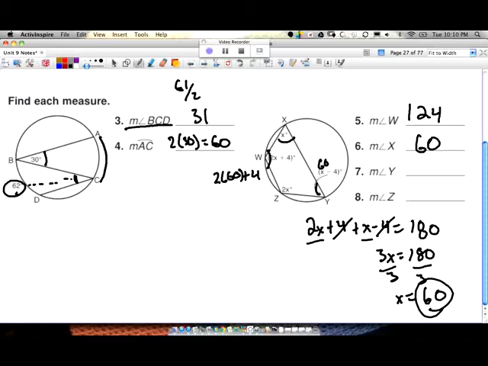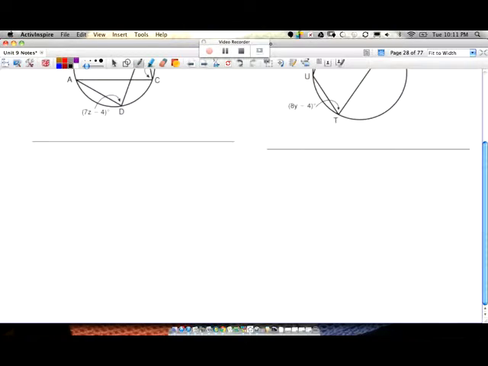Angle Y then is going to be x minus 4. That's 60 minus 4, or 56. And Z is going to be 2x, or 2 times 60, or 120. Awesome. Let's keep going with this idea.